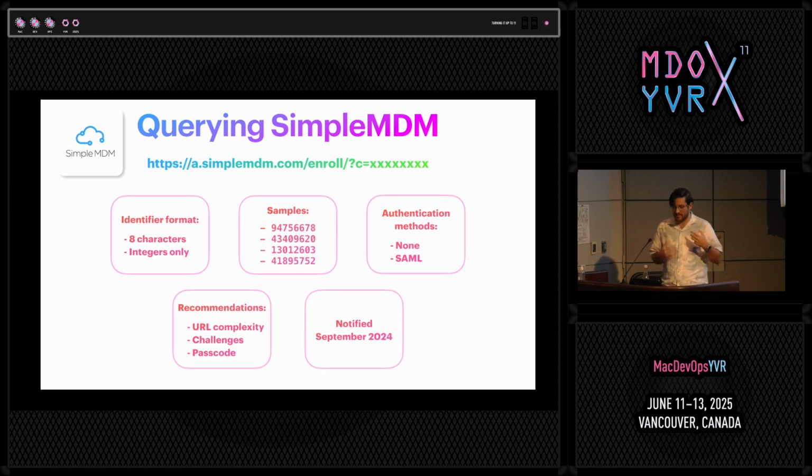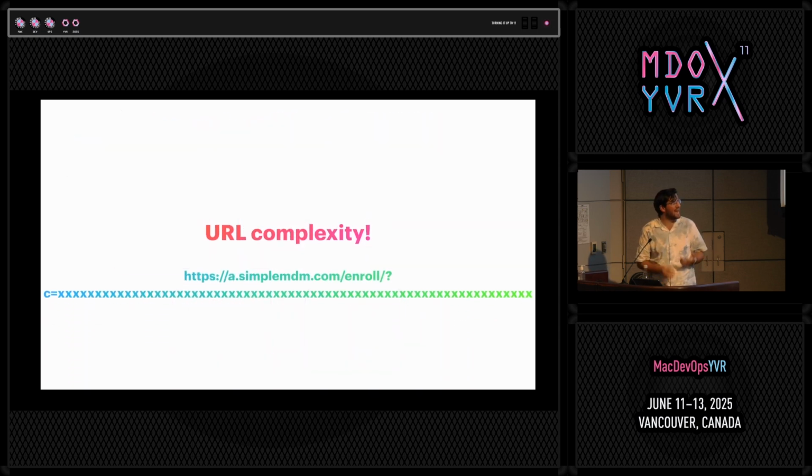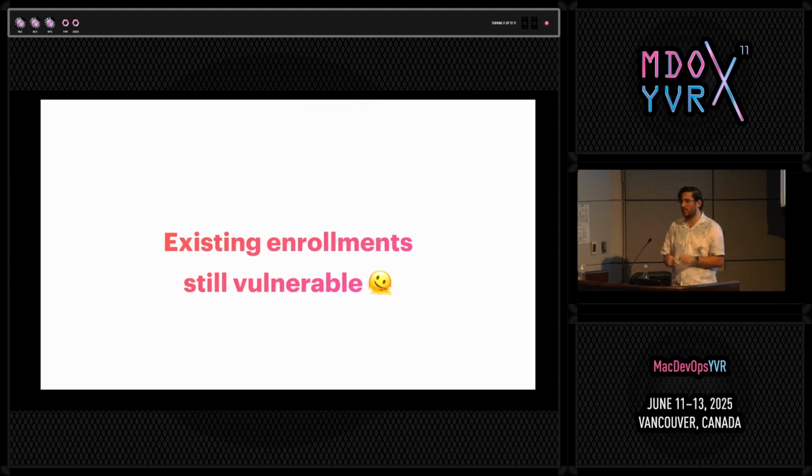We notified them in September of 2024. And so what was the fix? Well, they actually added URL complexity, so it was much more difficult to brute force. However, there is a small caveat. It's still vulnerable on existing enrollments. You have to go into your SimpleMDM enrollments and manually update the URL to be a larger randomization.